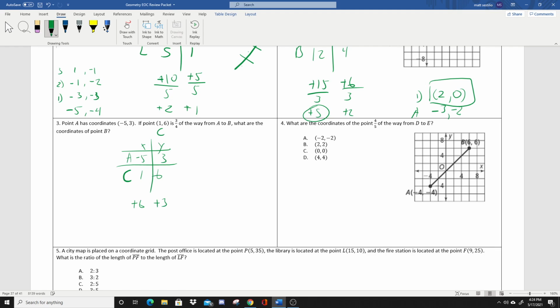So I want to find point B. If this is 3/4 of the way, 6 is 3/4 of what number? You have to think of it like 6 is 75% of what number? That number would be 8. 3 is 75%, or 3/4, of what number? That would be 4. So if we start at A, -5, 3, point B is 8 higher than -5 in the X direction. So -5 plus 8 is 3. 3 plus 4 would be 7. That would be your answer for that.